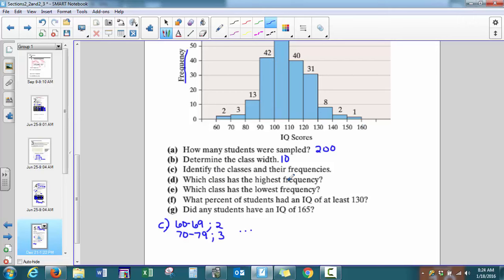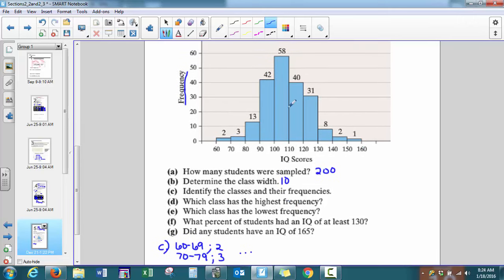Which class has the highest frequency? The one that has the tallest bar here, 58. So that is from 100 to 109. Because remember, we do not include the number that's on the next line. Which class has the lowest frequency? The smallest bar, the smallest number. So 150 to 159.